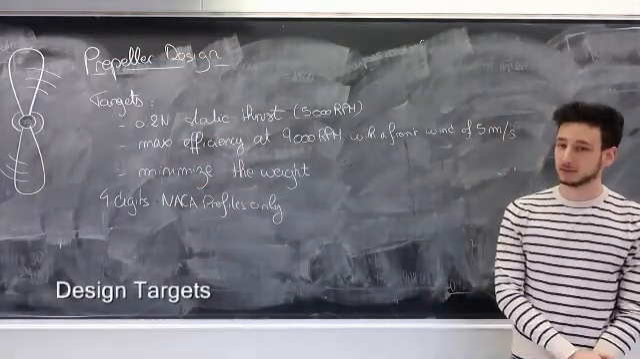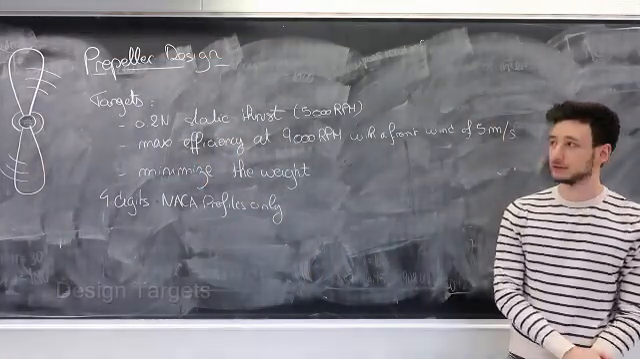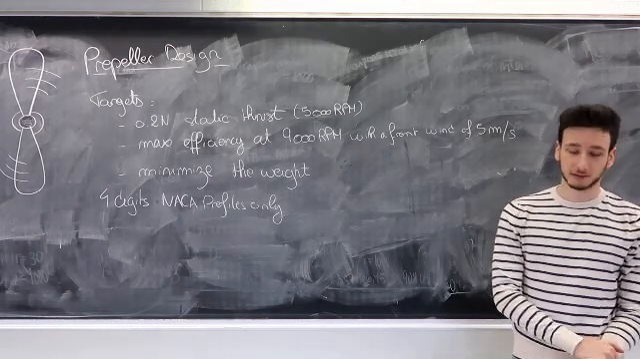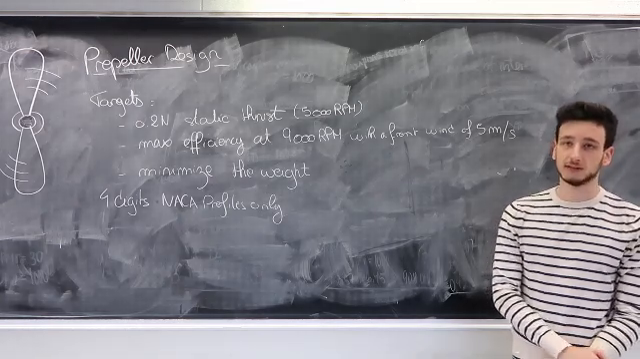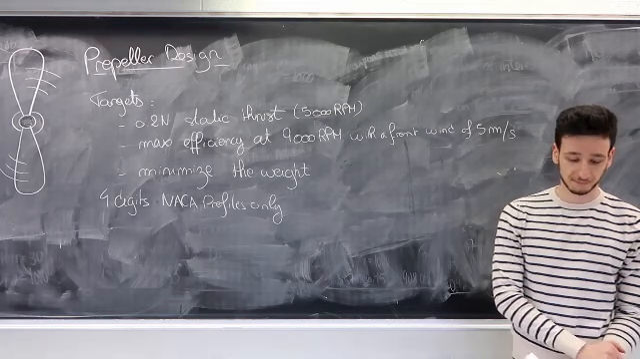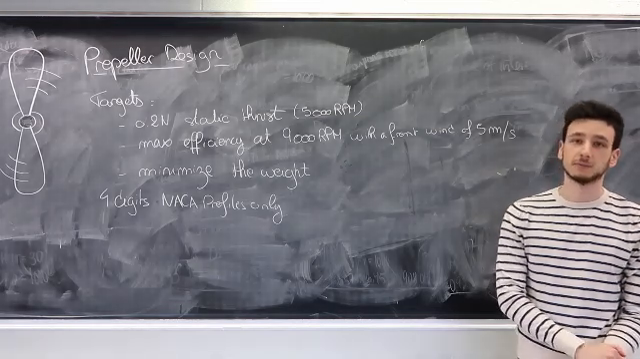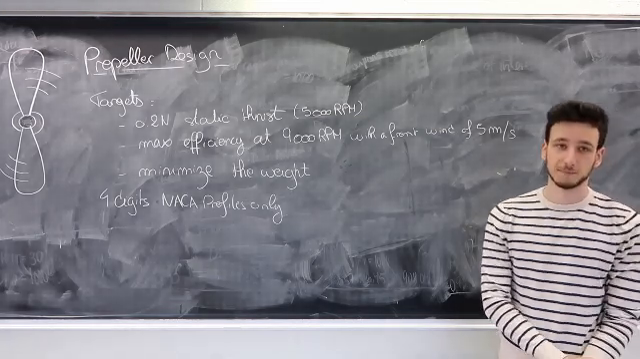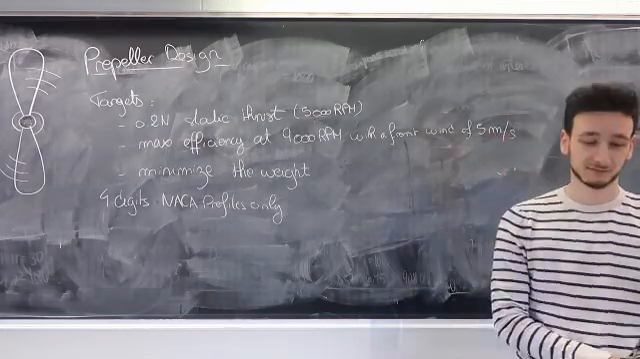So quickly, the design targets. We have to have a static thrust of 0.2 Newton at 5,000 RPM, and maximum efficiency at 9,000 RPM with a wind speed of 5 meters per second. We have to have the minimum weight possible and only use the 4-digit NACA profile.